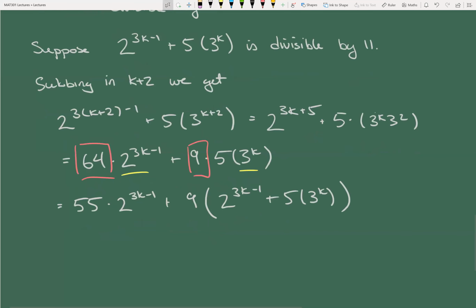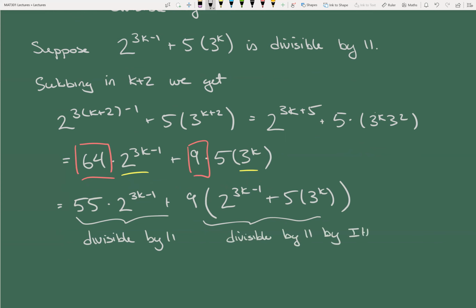And then 11 definitely divides the left thing, right? Because it divides 55. So divisible by 11. And then this is divisible by 11 by the induction hypothesis. So the whole thing is divisible by 11. So we've proven the result.